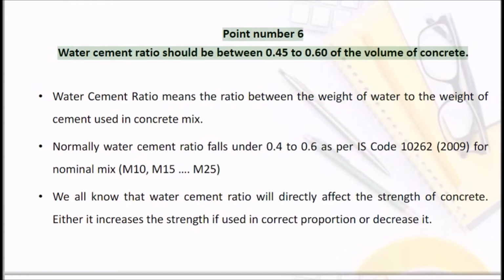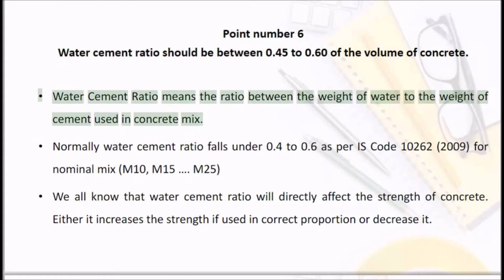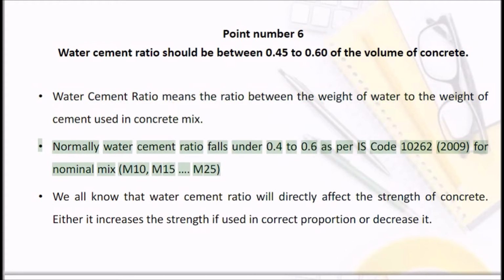Point number 6. Water cement ratio should be between 0.45 to 0.60 of the volume of concrete. Water cement ratio means the ratio between the weight of water to the weight of cement used in the concrete mix. Normally the water cement ratio falls between 0.4 to 0.6 as per IS code 10262:2009, for nominal mix M10, M15, M25.